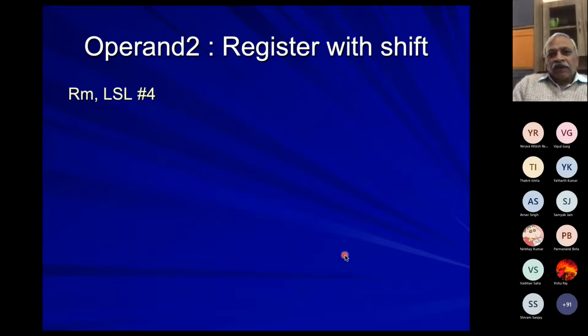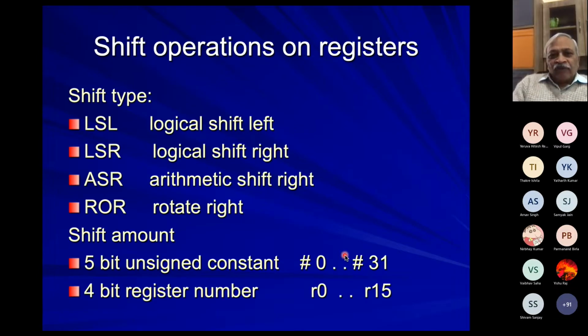So how do you specify the shift in assembly form? When we do shift, will the shift be done on the result or on the operand? Sorry, I didn't understand. Can you repeat the question? Shift operation will be done on the result. No, the operation is not done on the result. This operation is done on the operand.